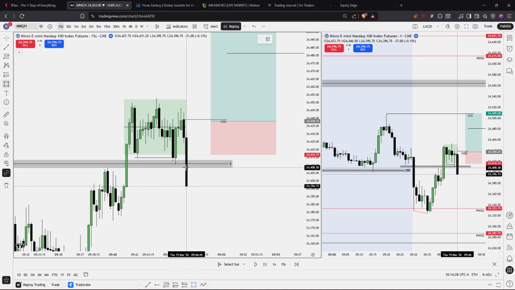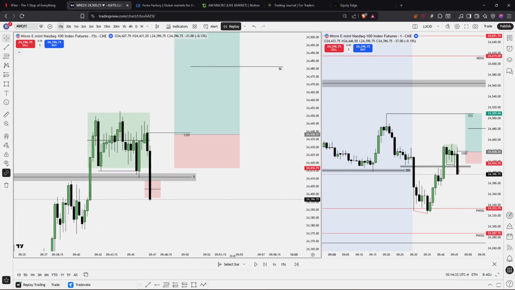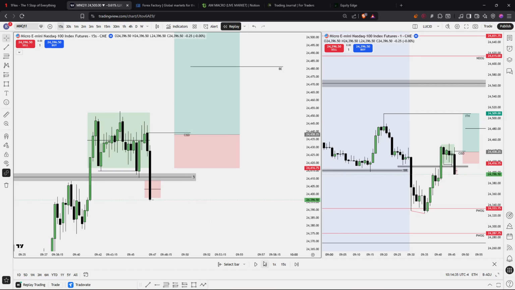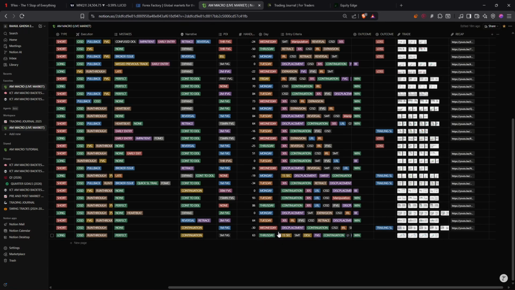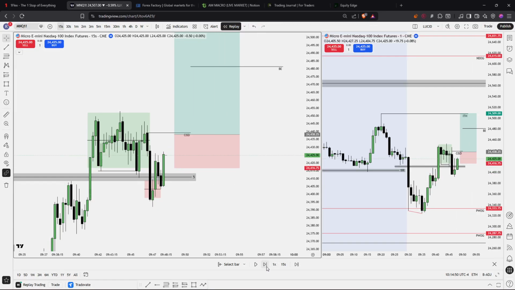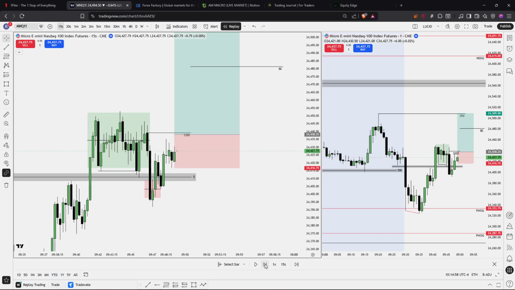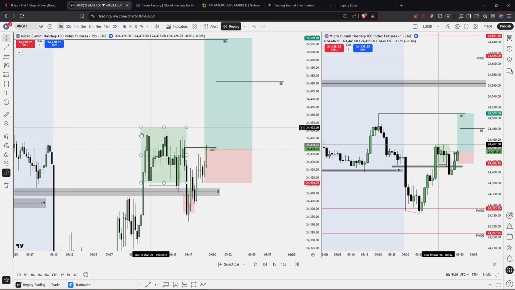Then we got a nice manipulation to the downside. Then we got a spike of displacement to the upside, distribution. Okay, we invert this gap. I have taken this trade in 15 second, as you can see at 15 second. Boom, right here.